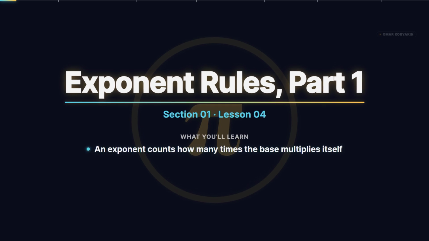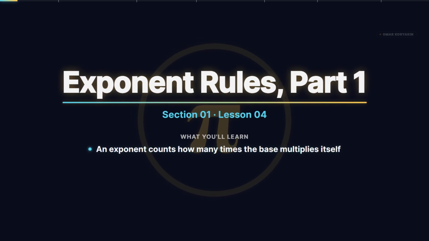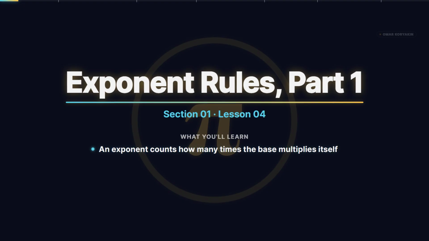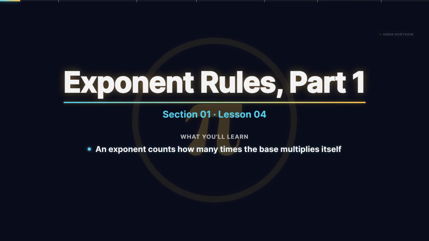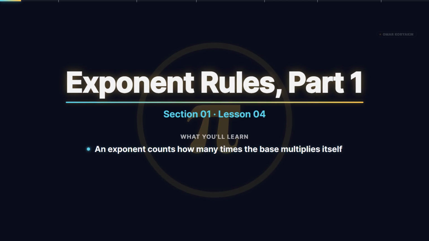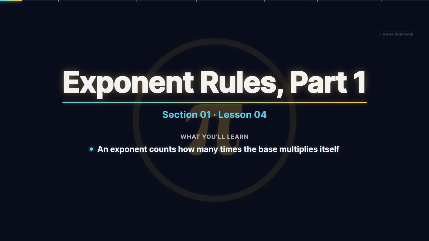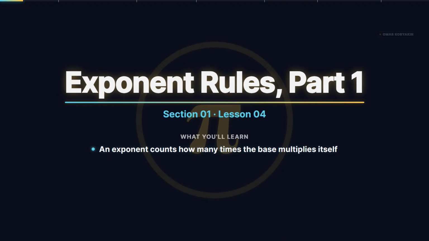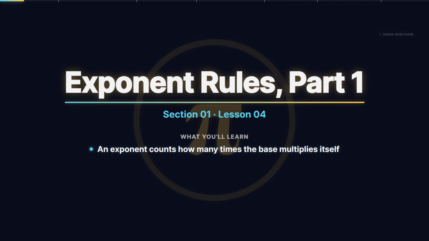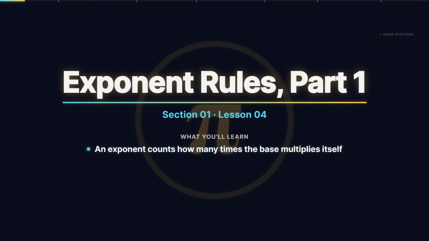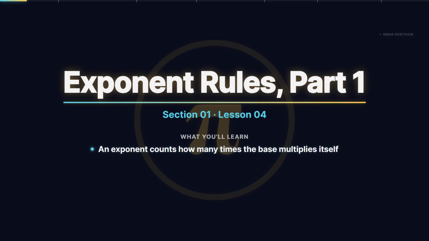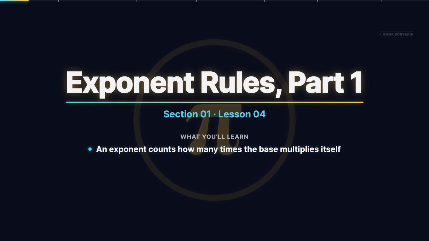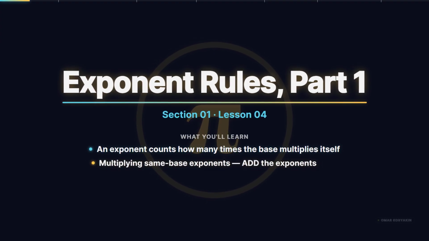First idea on the board. An exponent counts how many times the base multiplies itself. 2 cubed means 2 times 2 times 2, which equals 8. 3 to the fourth means 3 times 3 times 3 times 3, which equals 81. The little number written above the base is called the exponent or the power, and the number being multiplied is called the base. Once that meaning is solid, every other exponent rule follows from it directly.